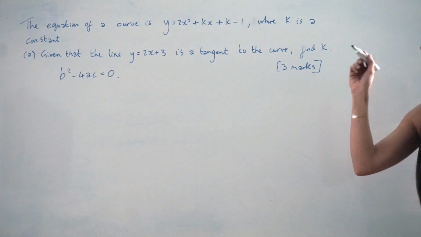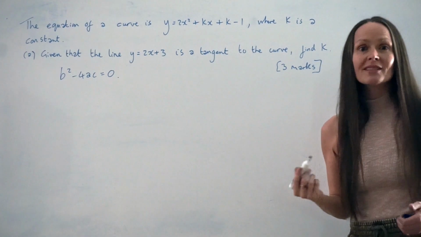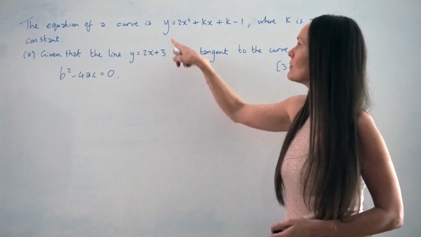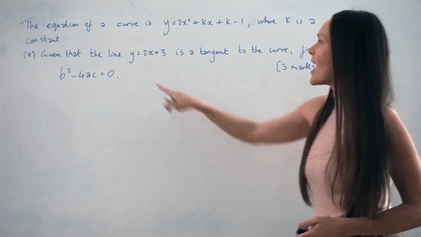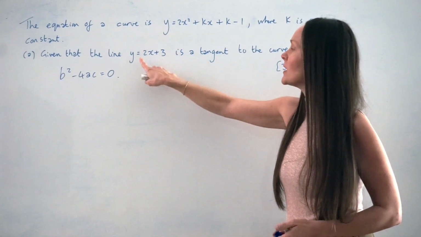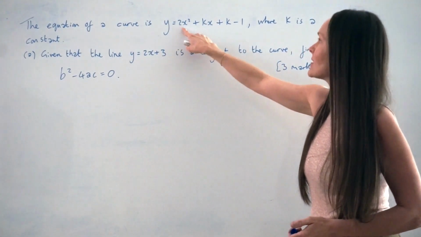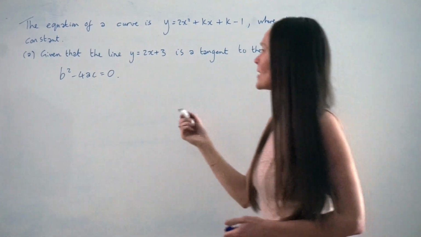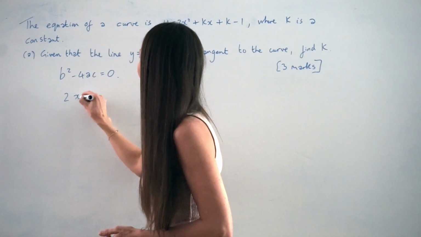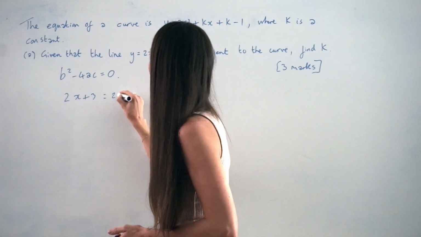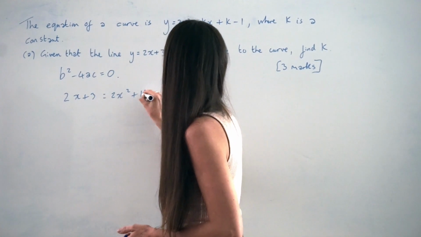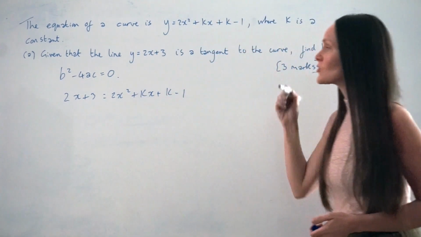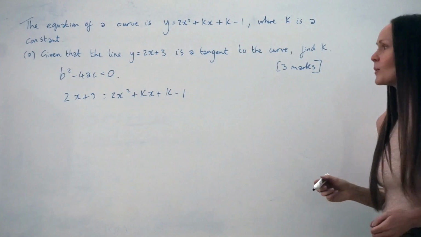So remember, the straight line intersects the curve in one place. So to find the point of intersection, you would solve the simultaneous equations. So both of these equations are rearranged so that y is the subject, and since y is equal to y, we know that 2x plus 3 has to equal all of this up here. So I'm going to use that to write down my first equation. So 2x plus 3 is equal to 2x squared plus kx plus k minus 1. Okay, so I'm just solving the simultaneous equations to start with.